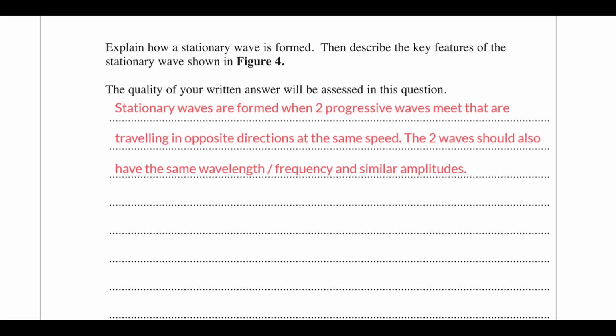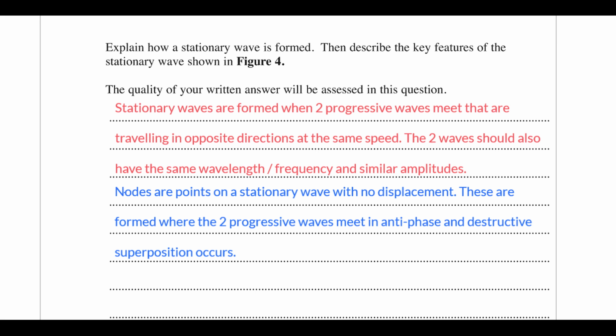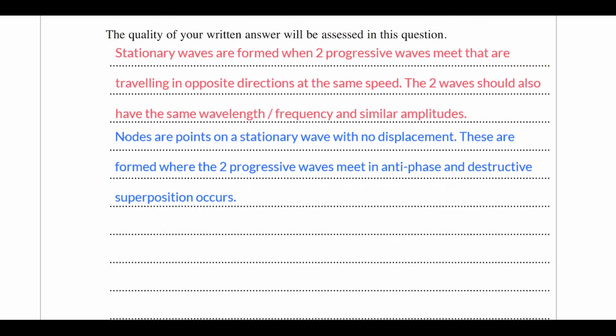So let's talk about nodes first of all. Nodes are points where there is no displacement from the equilibrium position. They're formed where the two progressive waves meet in antiphase. A lot of people drop marks here because they just say out of phase. No, you need to be specific. It's antiphase or 180 degrees out of phase. And what happens then is destructive superposition occurs because a peak meets a trough. So that's why nodes are formed.